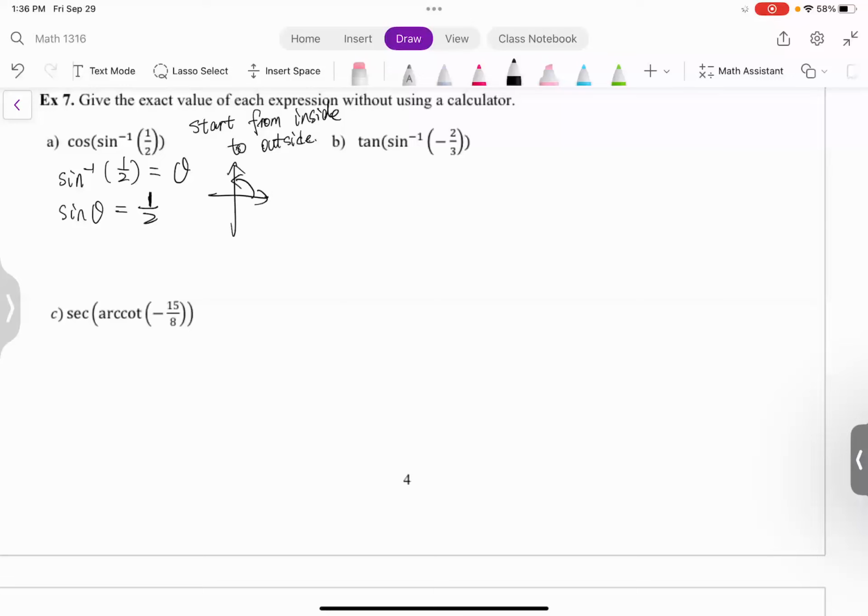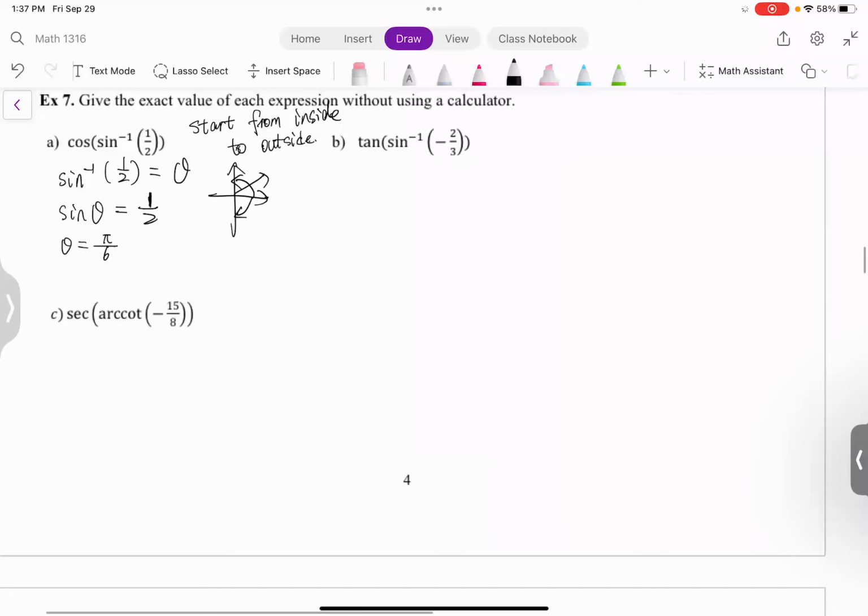I've learned in the first and fourth. So a positive sine value is in the first quadrant. Then theta equals pi over 6, because this is a special value. This is 1/2. Theta equals pi over 6, or 30 degrees.